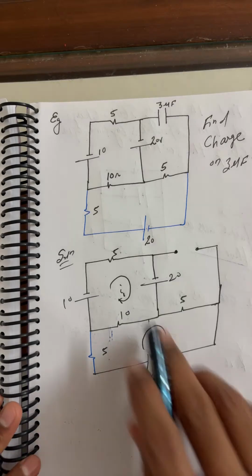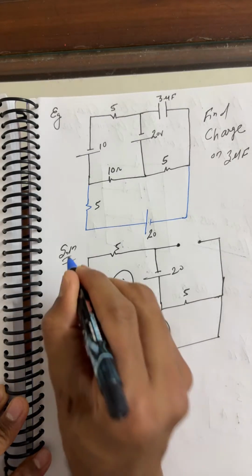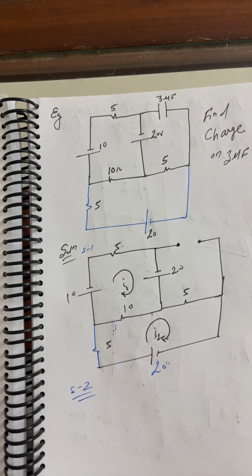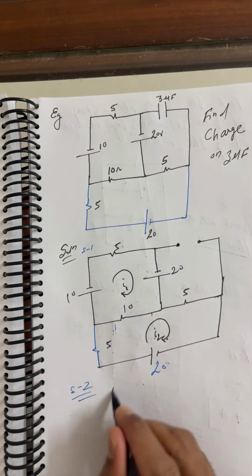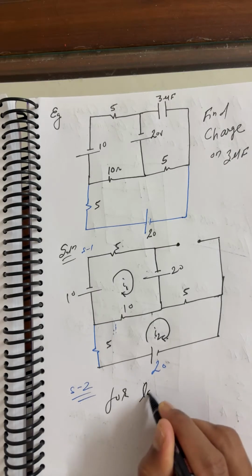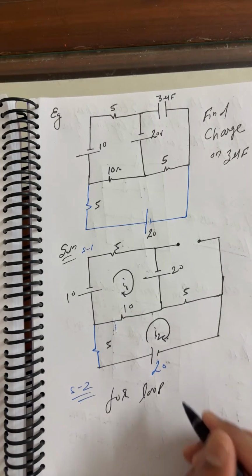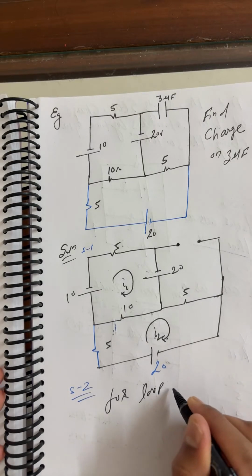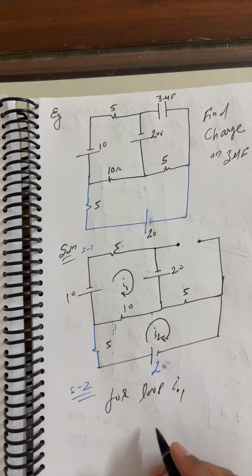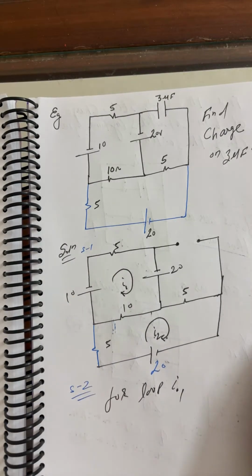So I'll apply KVL first for this loop. In step 1, I redraw the circuit here. In step 2, I'm going to apply KVL for loop 1, the loop with current I1. Yes, I'm applying KVL. So V is equal to IR. V is equal to IR here.